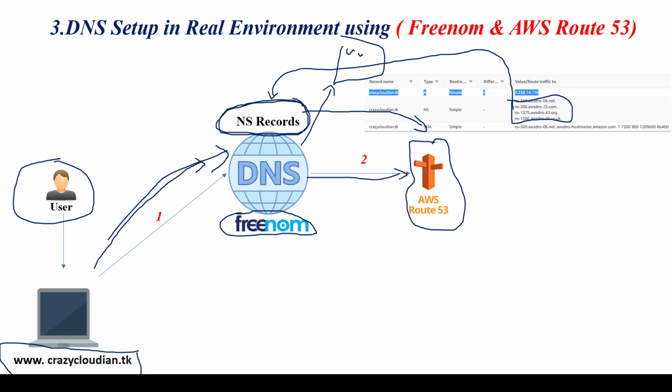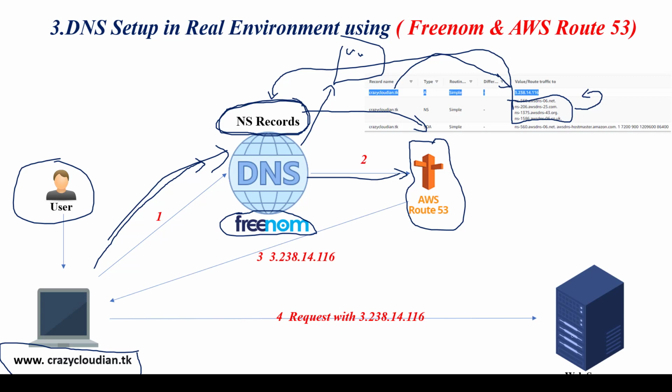This is called the second step. Now this NS record finds the A record of your domain crazycloudian which you have entered, right? And crazycloudian is already mapped with the A record over here. See, this is the IP address, and this IP address responds back to your computer, and your computer sends the request with the help of this IP address to the web server, and this web server responds back with the web page to the specific end device.